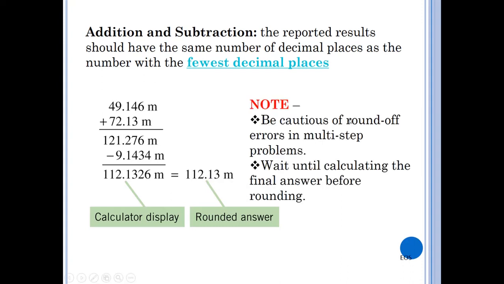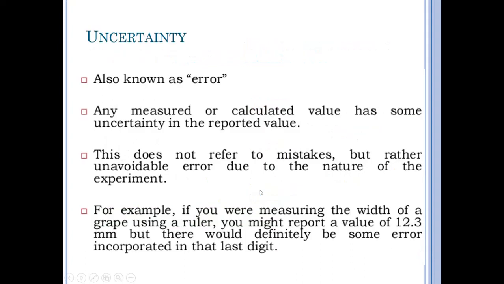And be cautious of round-off errors in multi-step calculations. Wait until calculating the final answer before rounding. So the rounding process should be at the end of the calculation. Do not round in the middle of the calculation. You need to round the answer at the end of the calculation.